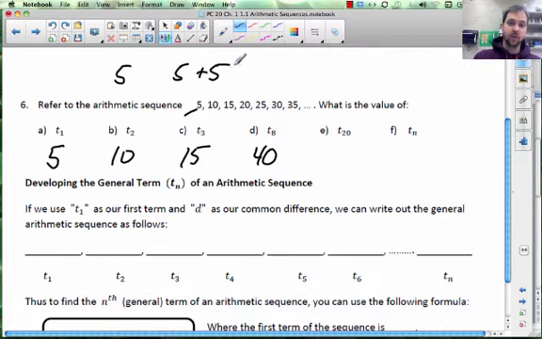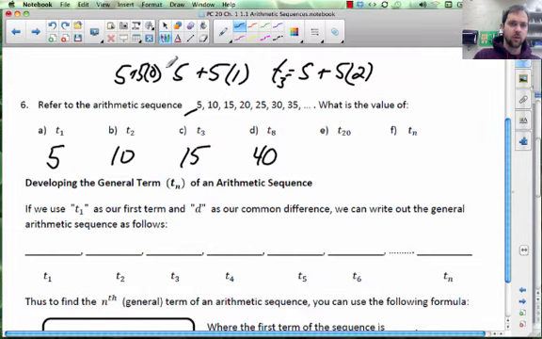So 5 plus 5 times 1. T3 is 5 plus 5 times 2, or 5 plus 10. Okay? Now, notice that T1 would be 5 plus 5 times 0. Sorry, I'm kind of crowding everything in here. Notice that this 5 plus 5 stays constant, and we're always multiplying by 1 less than the term number.